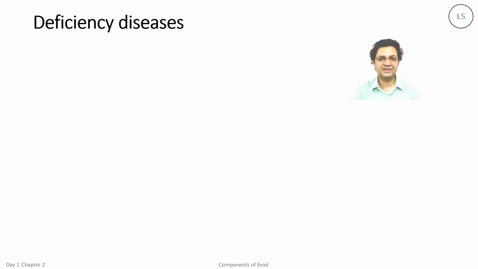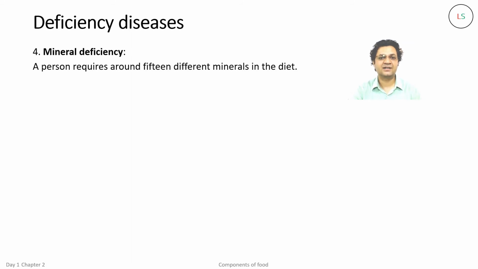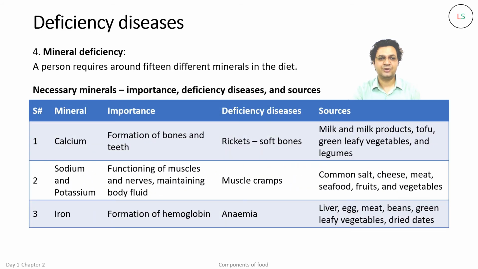Coming over to the fourth deficiency disease, which is caused due to minerals. A person requires around 15 different minerals in the diet. Here is a table showing the necessary minerals, importance, deficiency diseases, and sources.